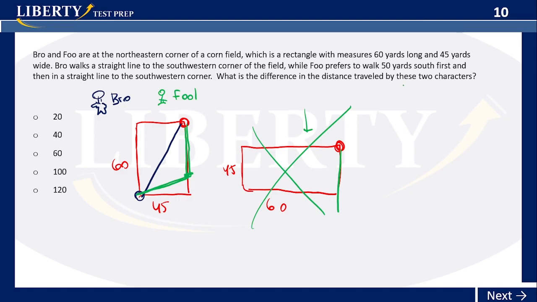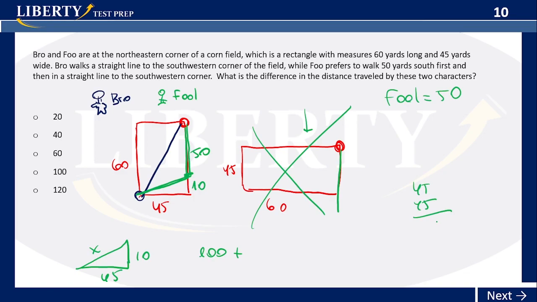We know that the fool walked 50 down, and then we have to get the hypotenuse of that triangle, while bro walked all the way. Let's first get the fool. The fool walks 50, and then we have 60, so we have 10 remaining. So we have a right triangle with legs 10 and 45, and hypotenuse x. We have to get x, so we use Pythagoras: 10 squared plus 45 squared. What is 45 squared?